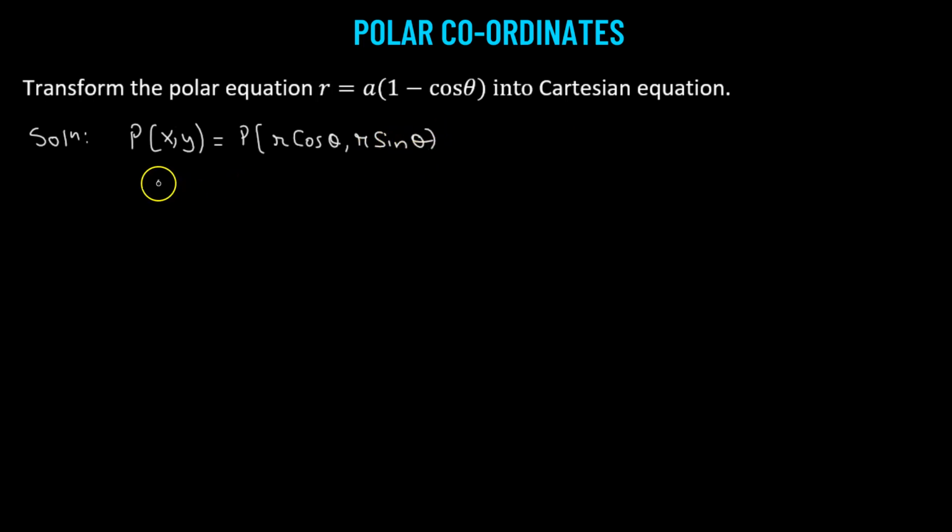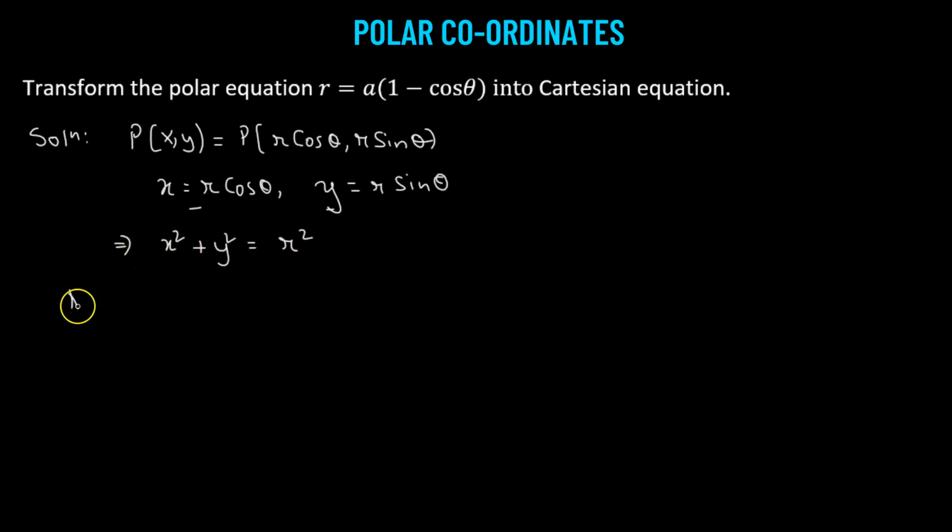Meaning we can express x in terms of its polar coordinates as r cosine theta, and y will be equivalent to r sine theta. So we'll be using this fact. Now coming to our problem, we have r equals a times 1 minus cosine theta. If we take x squared and add it to y squared, this will become equal to r squared.